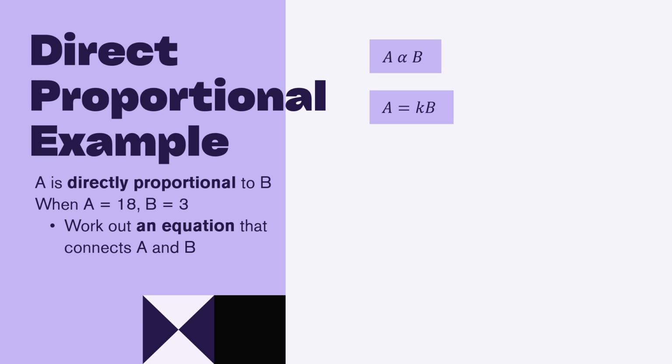And the next thing to do is substitute. Substitute in the values given in the question. We know that when A equals 18, B equals 3. So if we replace A with 18 and B with 3, we end up with 18 equals 3K.